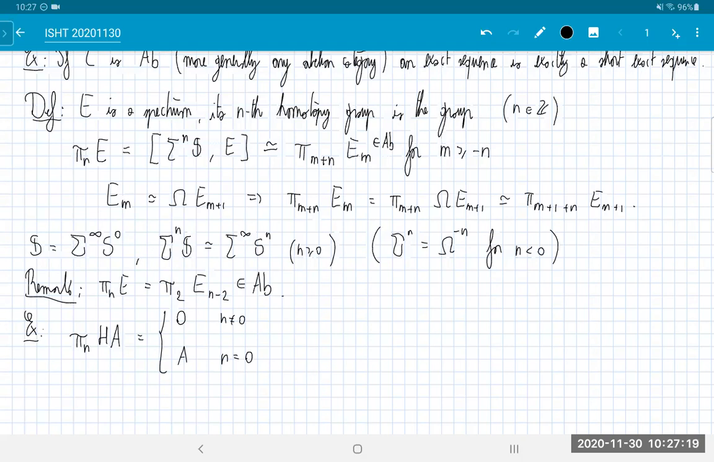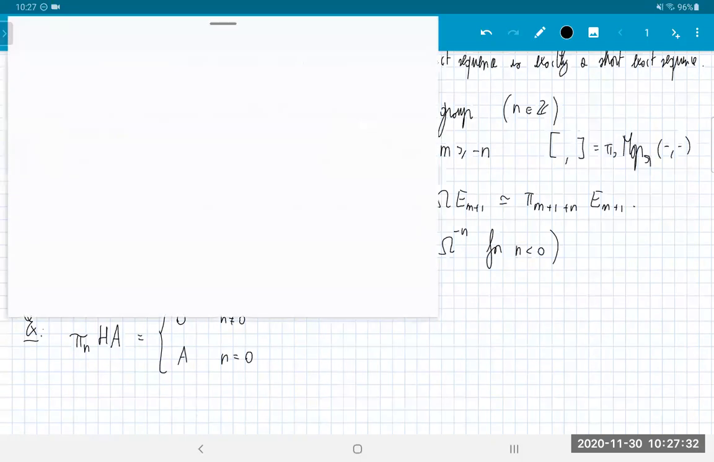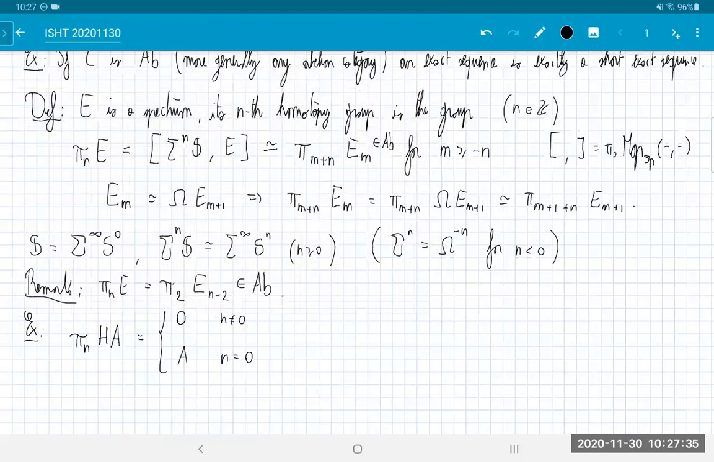Excuse me? Yes? Did we define the square brackets? Oh, sorry. Maybe I did, maybe I didn't. I mean just the homotopy classes of maps. I think we defined it when we defined the homotopy category. I don't remember if I introduced this notation, but I thought I did, but in any case, I just mean homotopy classes of maps. Nothing mysterious.